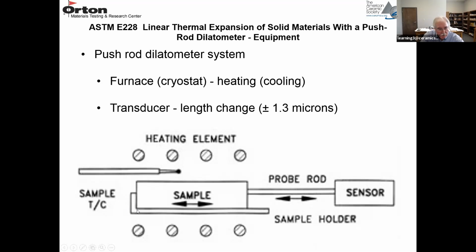So this part would be the sample holder. You have a sample sitting in the sample holder. You have your thermocouple measuring the sample temperature. Your furnace, these are the heating elements surrounding the sample. The push rod goes outside the furnace to the transducer sensor. And I mentioned that you want the probe rod and the sample holder, which actually continues longer distance than shown here, to be heated uniformly so that they expand the same. So you minimize error between the expansion of the probe and the sample holder outside the sample. So you try to measure the difference between the sample and the sample holder.